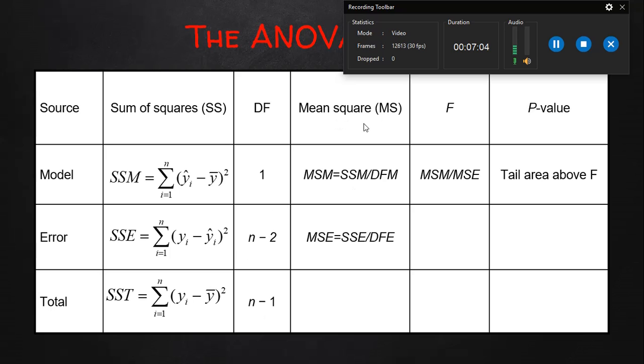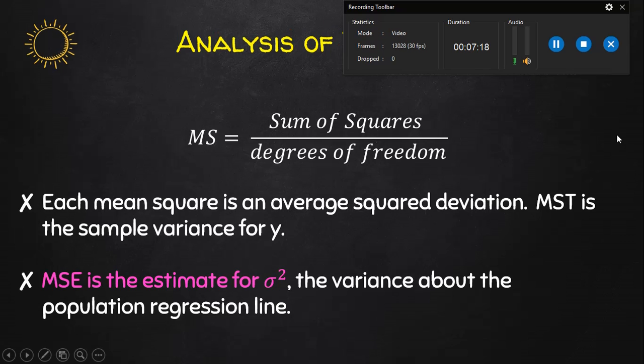You can see in the next column, we have the mean square. So we're going to use these ratios here, MSM and MSE, to help us calculate the F test, and then eventually get our p-value. All right, so moving forward in the table, MS is the mean square. We're going to take the sum of the squares, and we're going to divide it by the degrees of freedom.